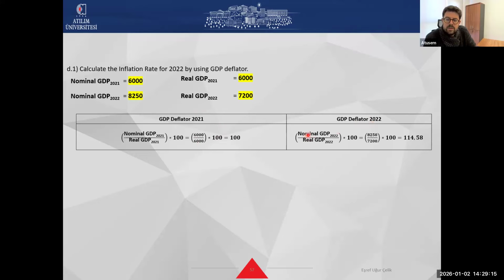We divide nominal by real for the year 2022 and multiply by 100. So 8,250 divided by 7,200 multiplied by 100. These are the GDP deflators. And by using the GDP deflator, we can find the inflation. Again, the same percentage change formula: GDP deflator 2022 minus 1 year earlier, divided by 1 year earlier, multiplied by 100.